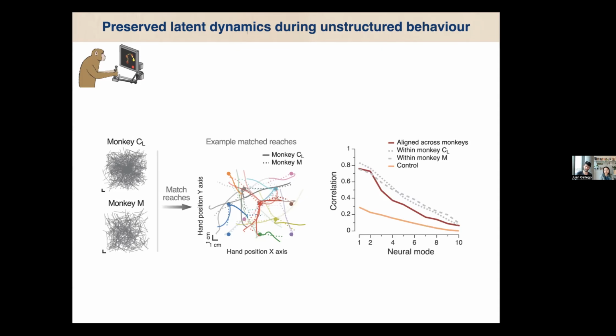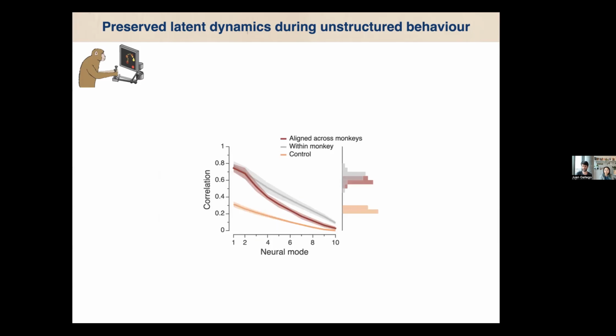And the cool thing is that, again, we could align the latent dynamics across monkeys very well. We're a bit farther away from the upper bound than we were for center-out, as we expected. But still, we can show preservation of latent dynamics even when there's not a structured task, if you want. And this is one example, but again, this was the case across, I think, 11 comparisons or something like that, from 3 different monkeys.